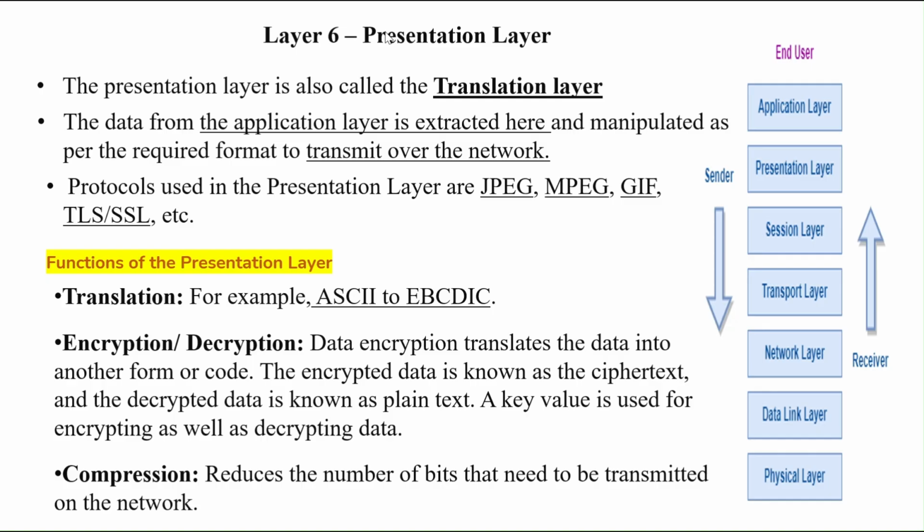Coming to the functions of the presentation layer, here I have given translation, encryption, decryption, compression. I have said that encryption is hiding the data. Decryption converts the ciphertext back to the real text, meaning plain text. Compression reduces the number of bits that need to be transmitted on the network. Translation, for example, if you give ASCII, it should be converted into EBCDIC code. So going to the next slide.